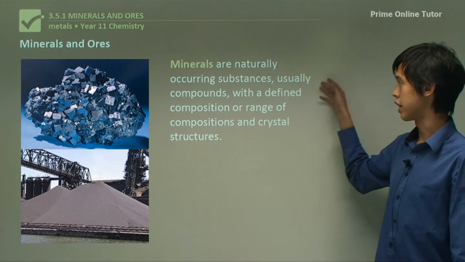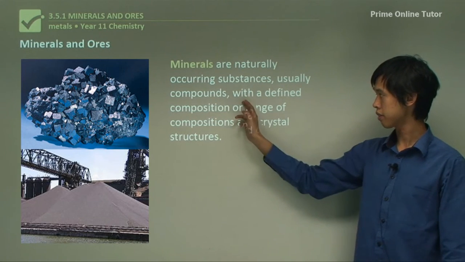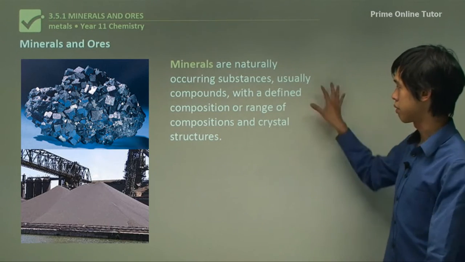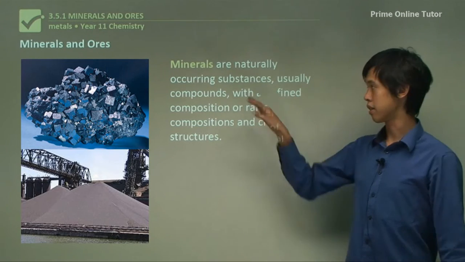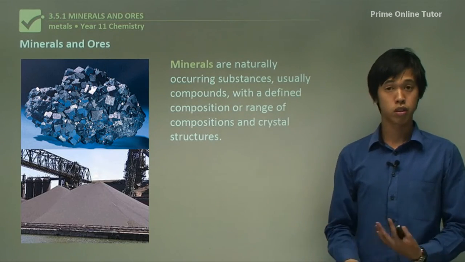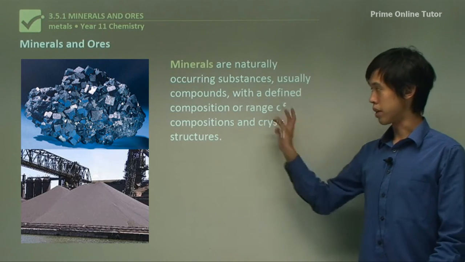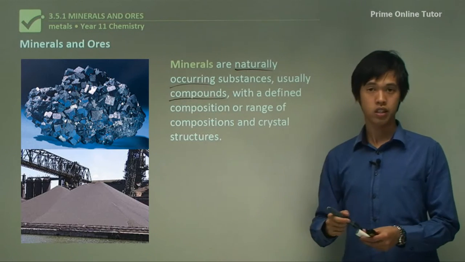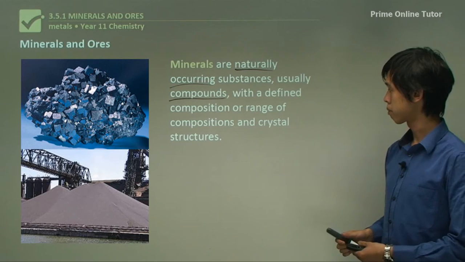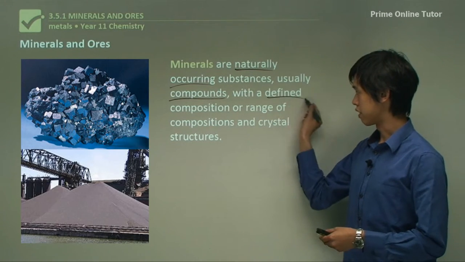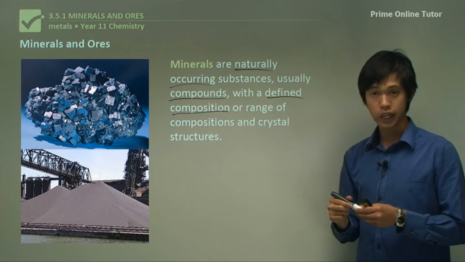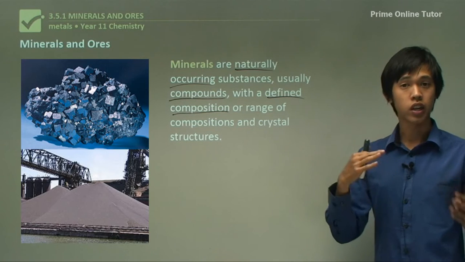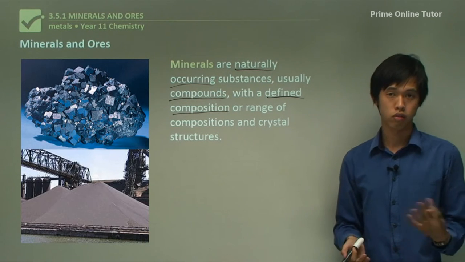Minerals are naturally occurring substances, which are usually compounds, with a defined composition or range of compositions and crystal structures. What that means is that these minerals are naturally occurring, so you'll find them in the ground somewhere, and they're compounds, which means they're some kind of metal bonded with something else. Because they're compounds, they have a defined composition, but because they're essentially mixtures of rock, you can have a range of different compositions that can be called ores of a particular metal.